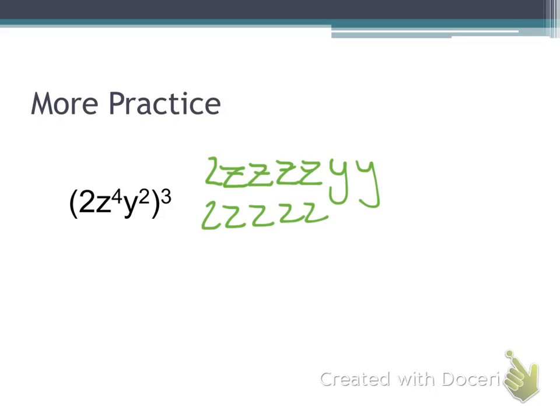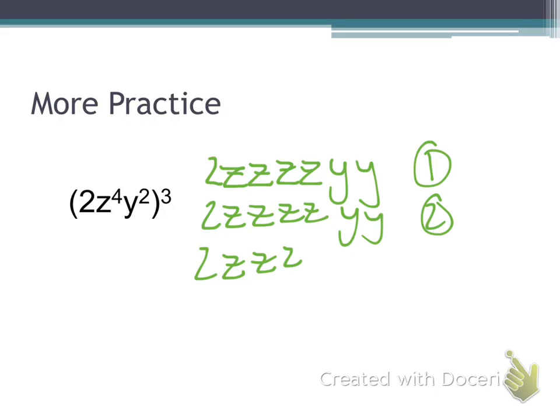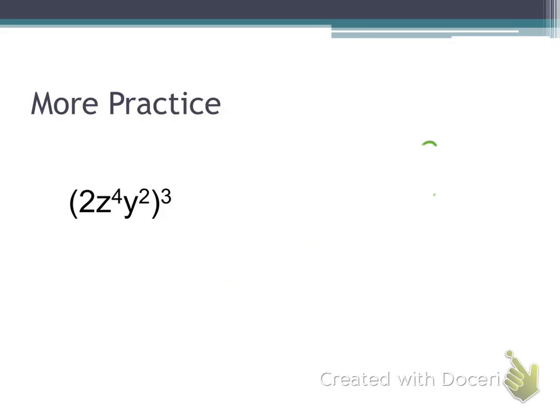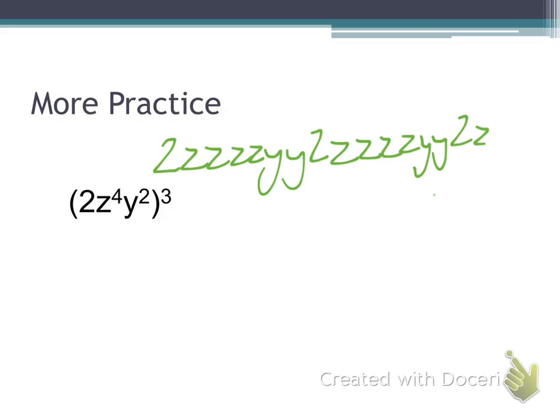So I'm going to write it again. 2z, z, z, z, y, y. So there's 1 time. There's 2 times. I got to write it one more. 2z, z, z, z, y, y. Okay? Actually, you know what? I'm going to rewrite all this because I don't want to confuse you guys. So 2z, z, z, z, y, y, three times. I'll put all these so you know they're z's. Now, I have this written 3 times.